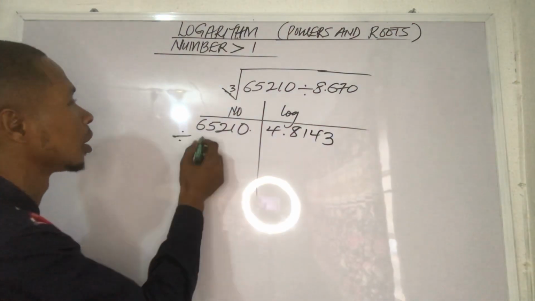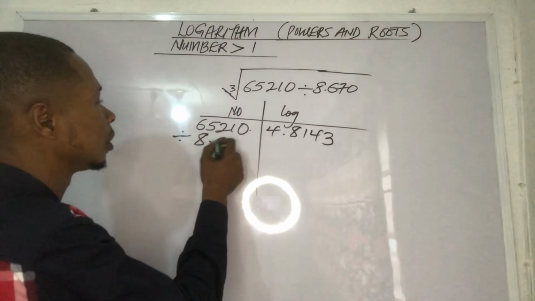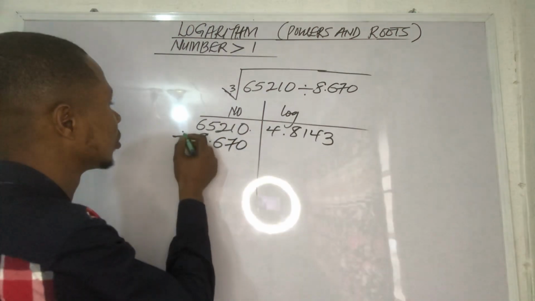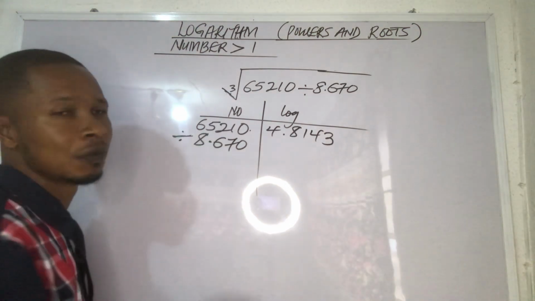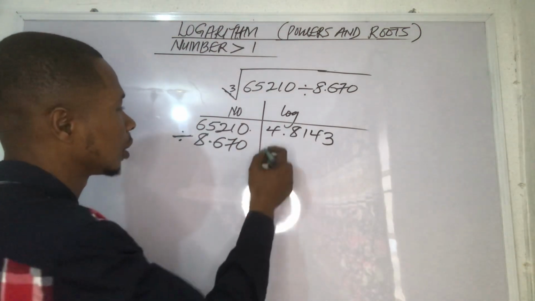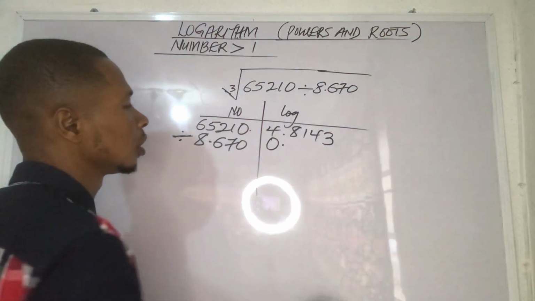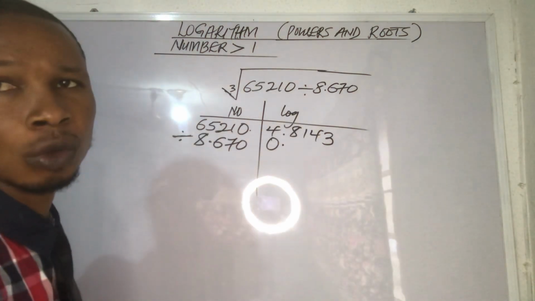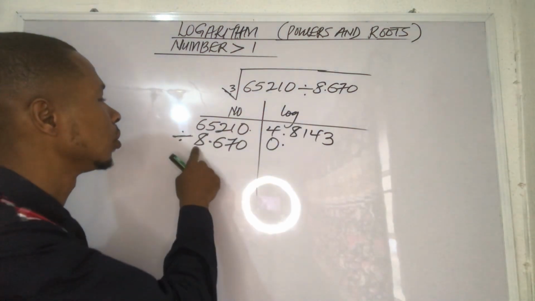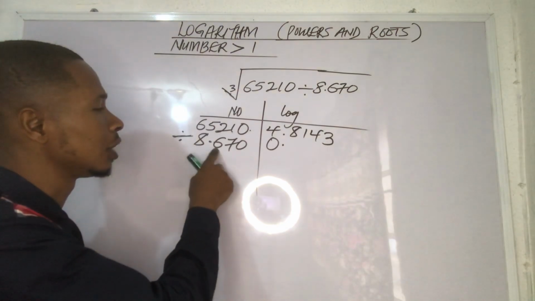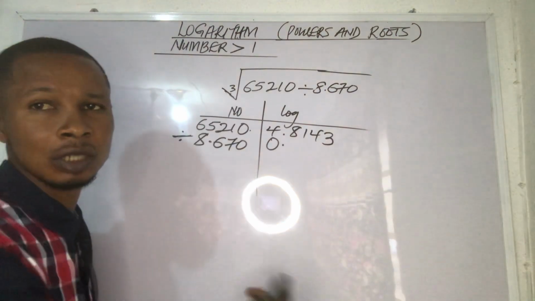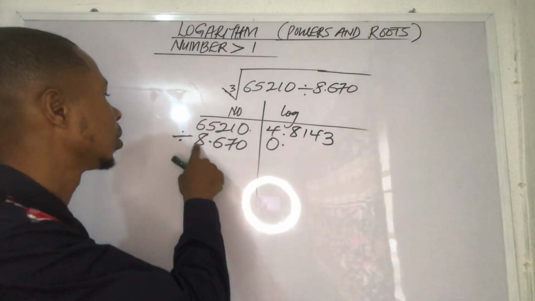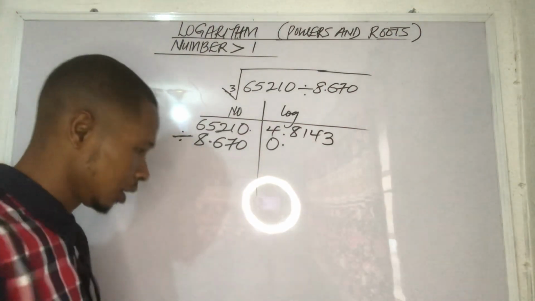Divided by 8.670. Since the point is already in front of the first non-zero digit, the characteristics will be 0. Then you have point. Then look up your four-figure table. You look up 86 under 7, no difference, because there is no difference. Just look up 86 under 7.